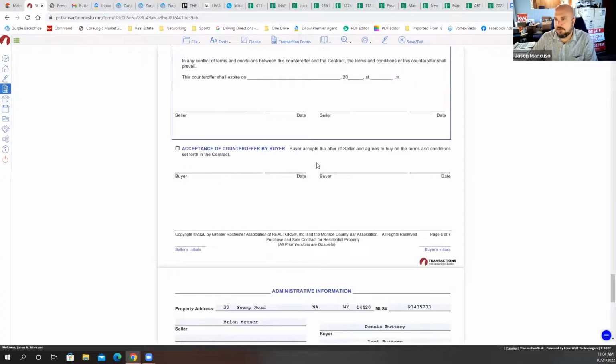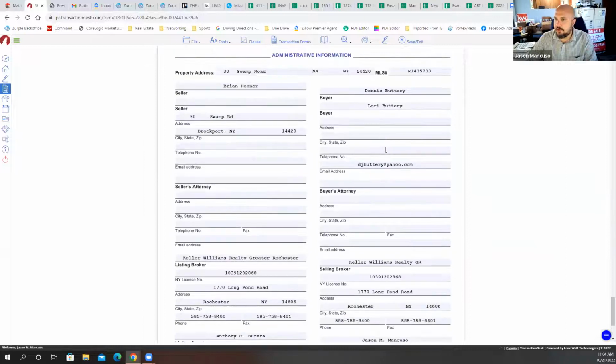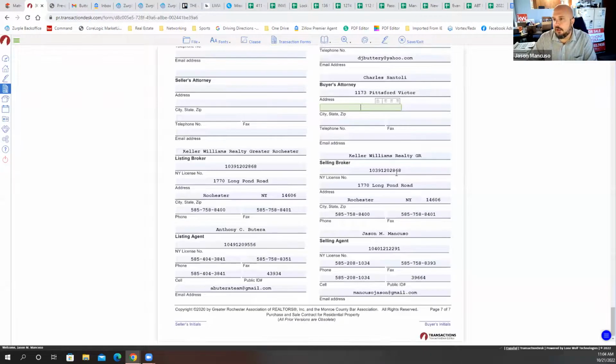Now you're onto the signature page. And then the admin page is where their info gets filled in. So, fill in their phone number, their email, the attorney info, we use Charles Santoli most commonly. You just fill in, don't leave stuff blank, okay? Fill it all in. And then this is where I messed up, yours will be formatted properly, but we have it set up so you don't have to add Anthony's info. If for some reason it's not working, you need to have Anthony C. Butera / your name, and then Anthony's public ID of 43934.